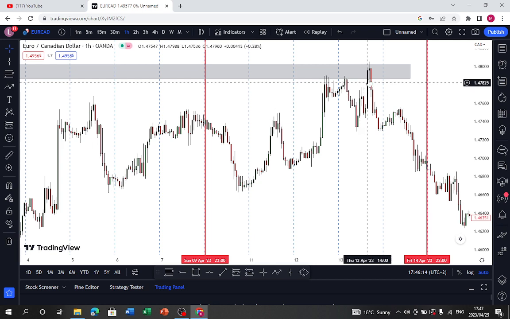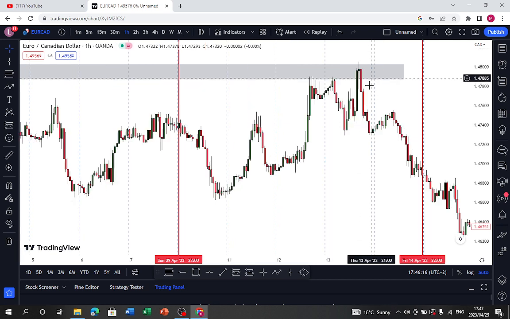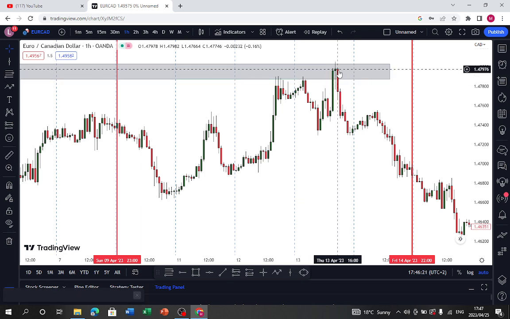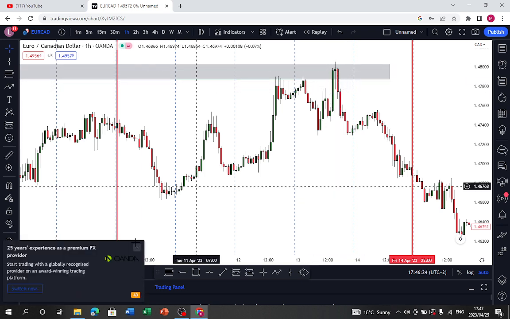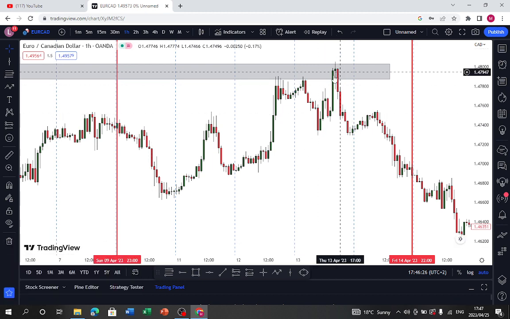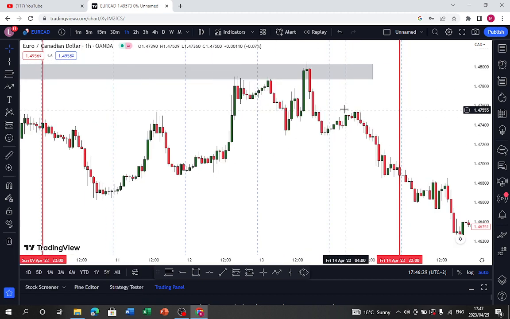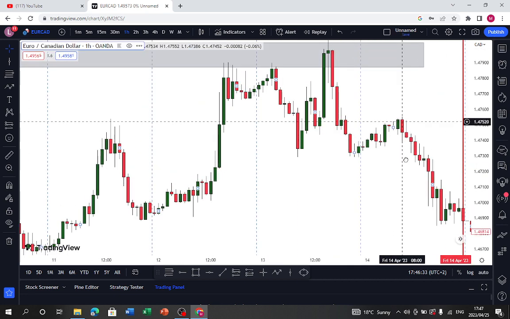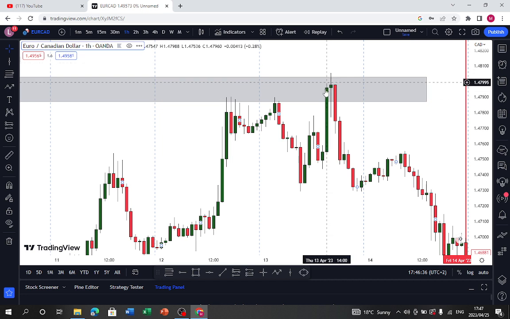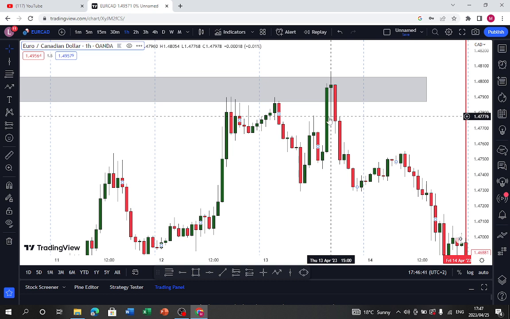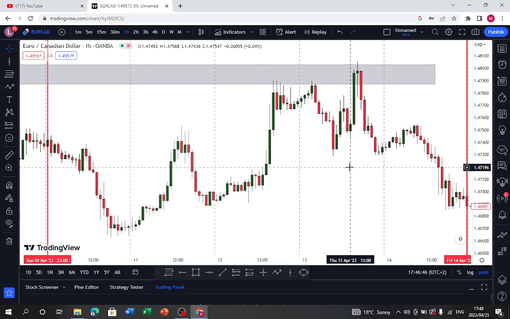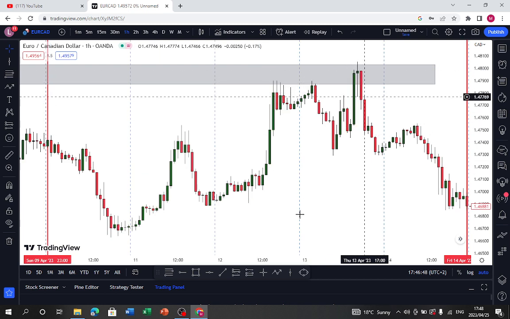Then the market came back up, created another engulfing candle. Why do we say this is an engulfing candle? Because this is a bearish engulfing candle. Why do we say that? Because it engulfs this candlestick, this bullish candlestick that's rejected, right? You can see it opened here, then went all the way down and closed below this wick. It's an engulfing candlestick. It's engulfed this bullish candlestick.